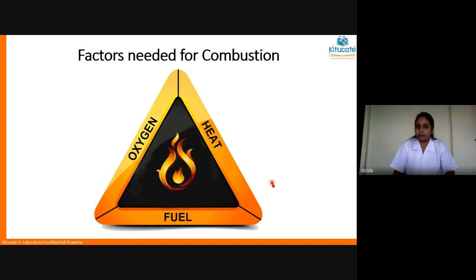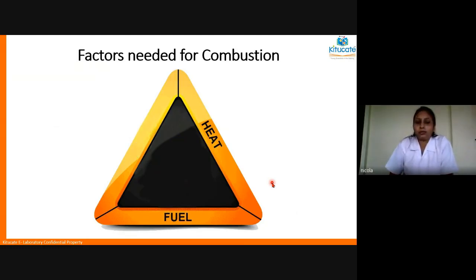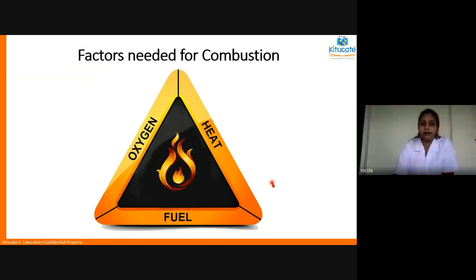Okay, let's talk about the fuel. Think about the burning of coal. If there is no coal, can combustion happen? Coal is called a fuel. The substance that is burning is the fuel. If there is no fuel, can combustion take place? You'll tell me. Think about the burning of coal. Coal is missing. Can combustion take place?